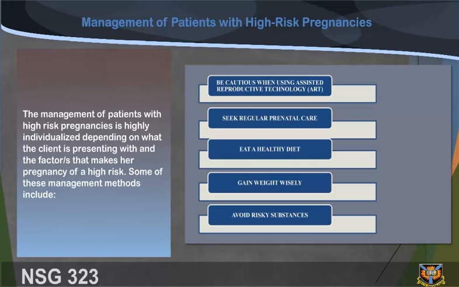Management of patients with high-risk pregnancies. The management of patients with high-risk pregnancies is highly individualized depending on what the client is presenting with and the factors that make up a pregnancy of high risk. Some of these management methods include: be cautious when using assisted reproductive technology.